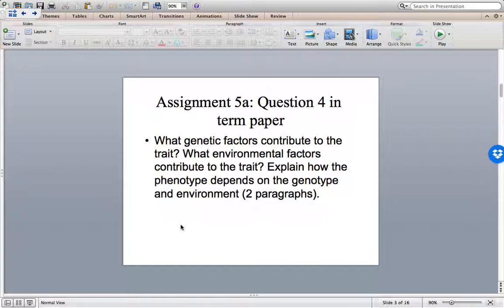The second part is what environmental factors contribute to the trait. You answered this question last Tuesday and now can work on polishing up that answer for 2 or 3 environmental factors. Finally, explain how the phenotype of your complex trait depends on the genotype and environment.